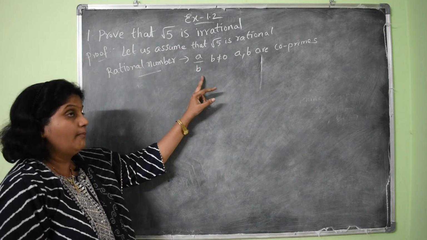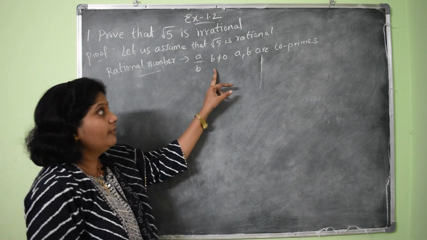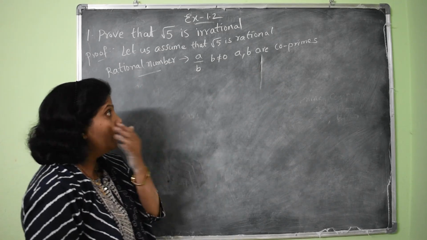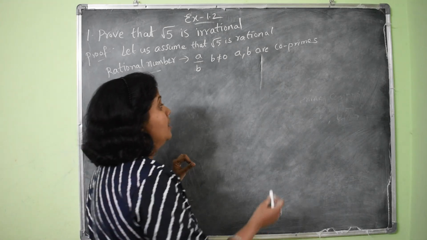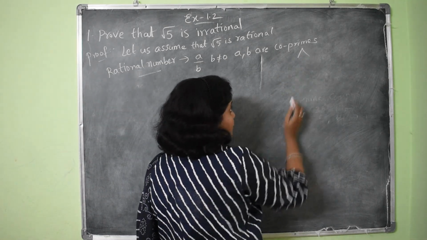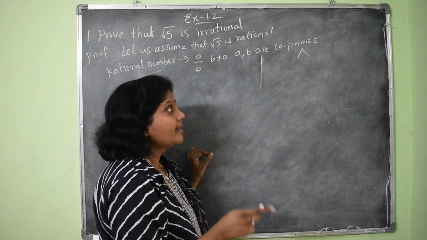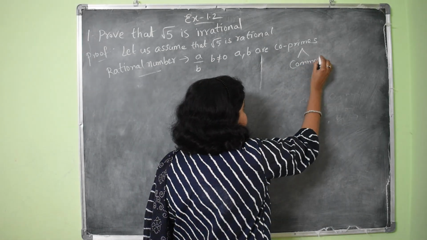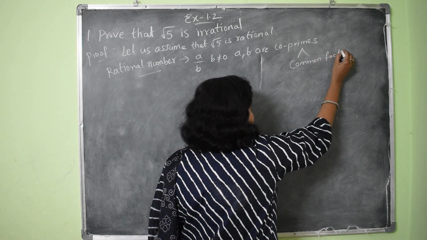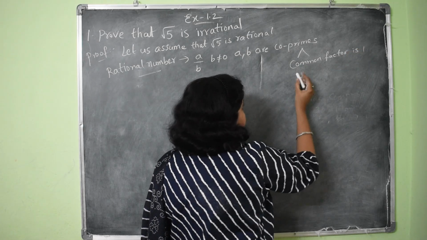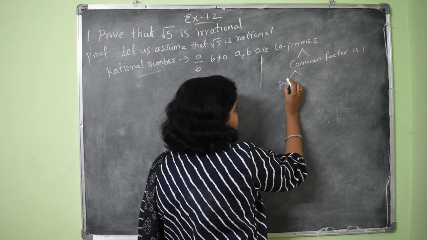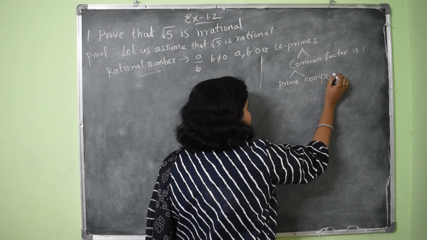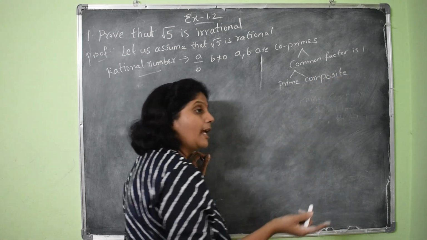What are those? It should be in the form of A by B, where B is not equal to 0 and A, B are co-primes. Now what do you mean by co-primes? Two numbers are said to be co-prime if their common factor is 1. The numbers can be prime or composite, or both prime and composite.